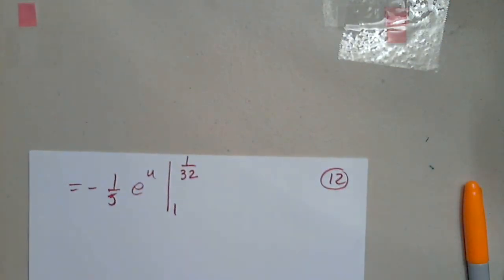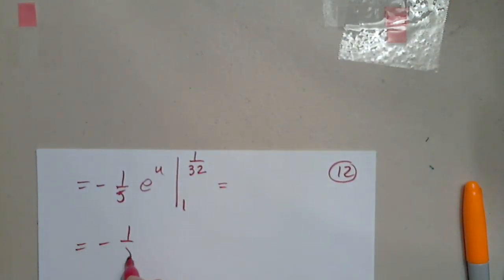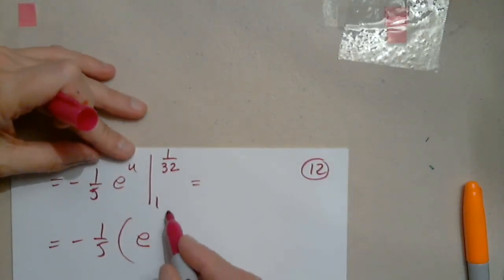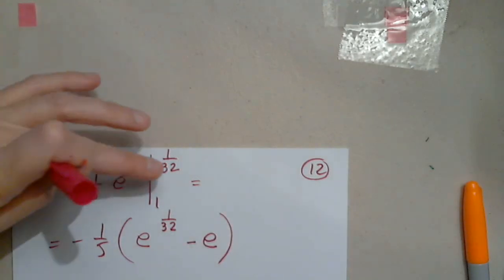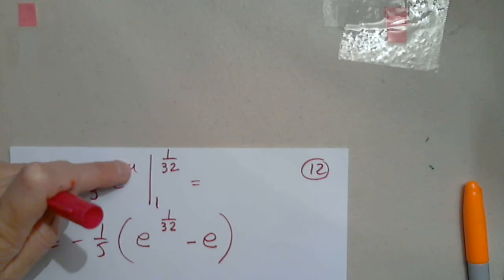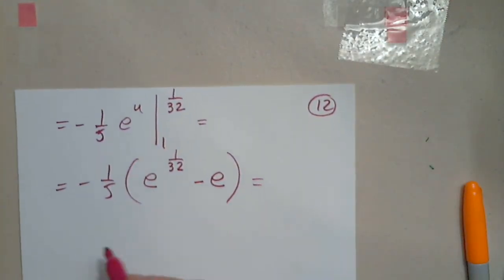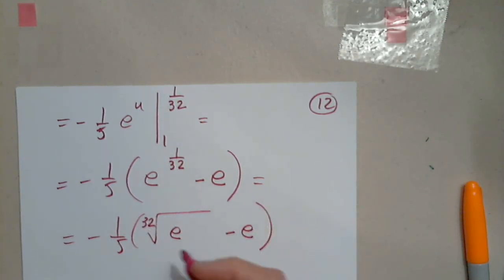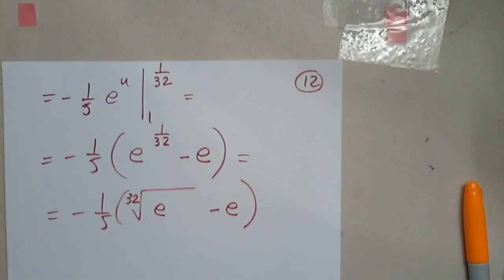So finally, I plug in 1 over 32. Leave negative 1/5 alone, waiting. So this is e to 1 over 32 minus e, when I plug in 1 over 32 and minus when I plug in 1. You could rewrite it, you don't have to, as the 32nd root of e minus e, but that's fine too. Very good. Thank you.